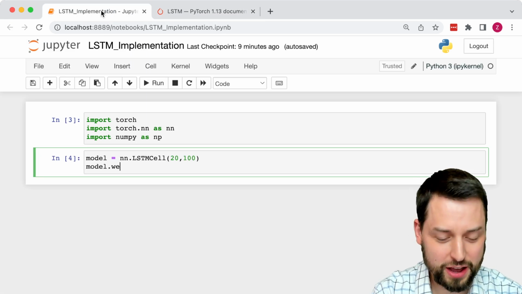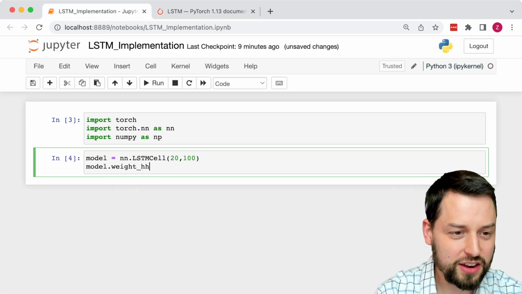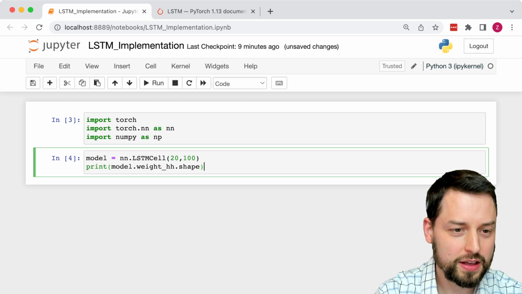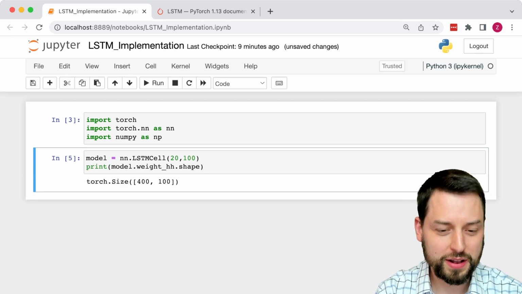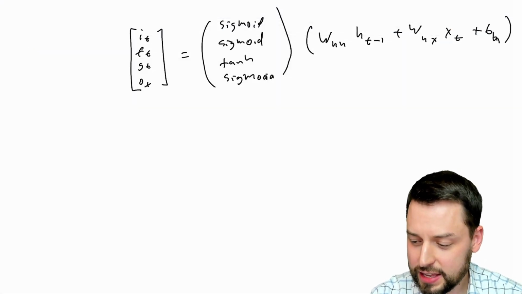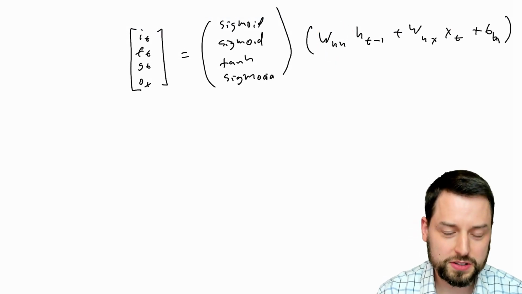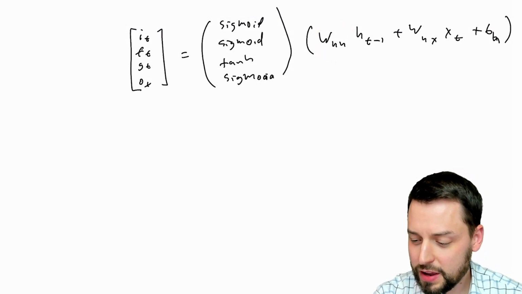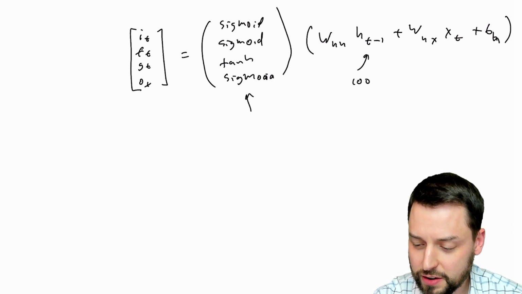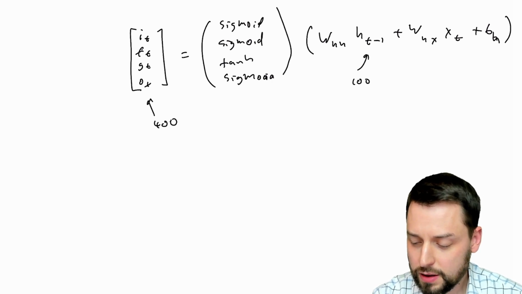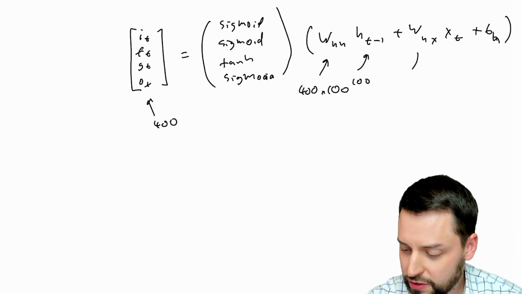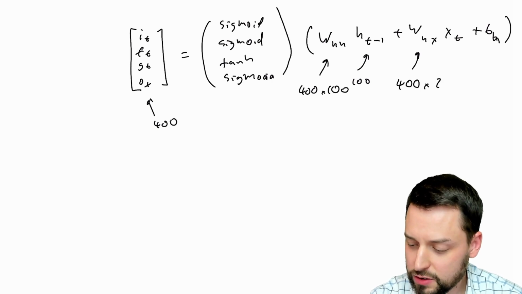So what's really happening is that we have model.weight_hh. Let's print the shape of this. We see that this is a 400 by 100 dimensional matrix. This is exactly this matrix here, or rather its transpose, in the flipped notation. Remember, our hidden size is 100, so this thing here will be 400 dimensional. That means this matrix should be 400 by 100. This one here should be 400 by 20.